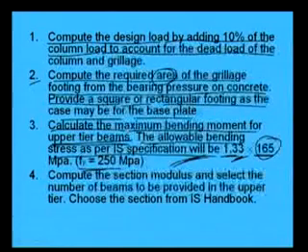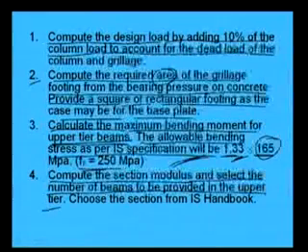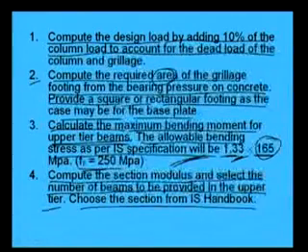Compute the section modulus and select the number of beams to be provided in the upper tier. Choose the section from the IS handbook. As we know the maximum bending moment and the permissible bending stress, we can find out the required section modulus Z. Z is equal to M by sigma b, and then we can find a suitable section from the IS handbook and the number of beams which will be required. In this way you can make the selection.